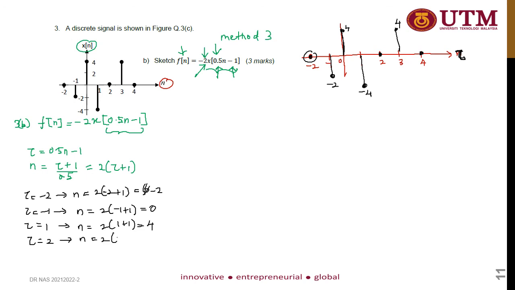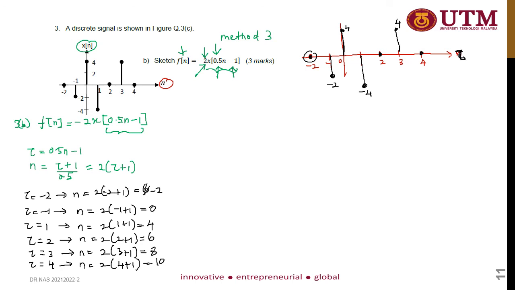Alright, so tau equal to +2, and then it's 2, 2 plus 1, 3, 2, 6. Tau equal to 3, n equal to 2, 3 plus 1, 3, 1, 4, 8. And then tau equal to 4. It is n equal to 2, 4 plus 1, so 5, 10. Right? So now you already have your new n axis values.